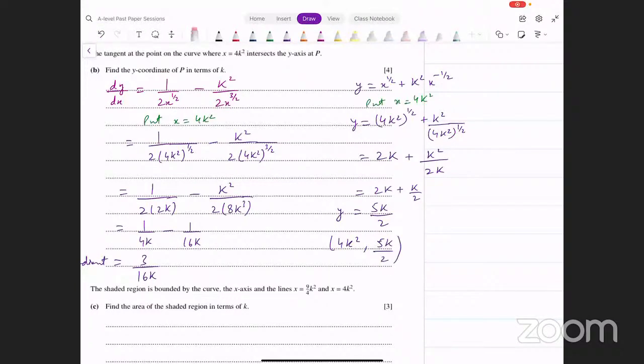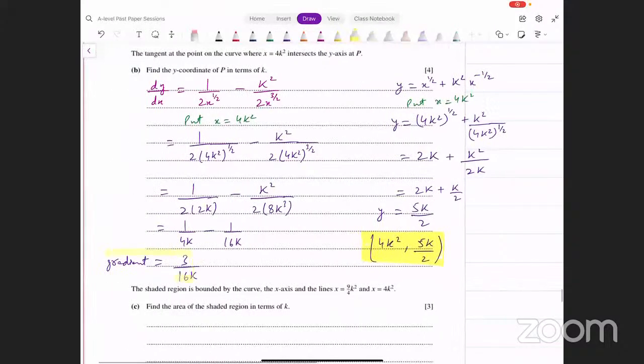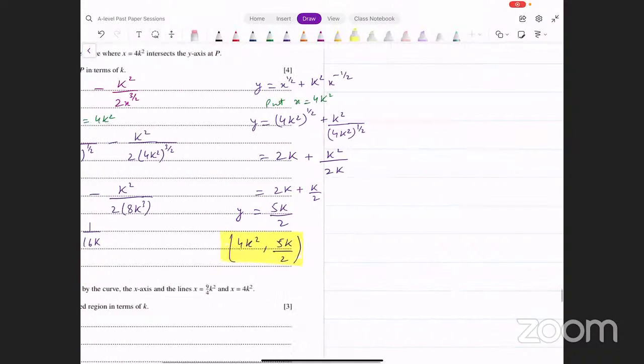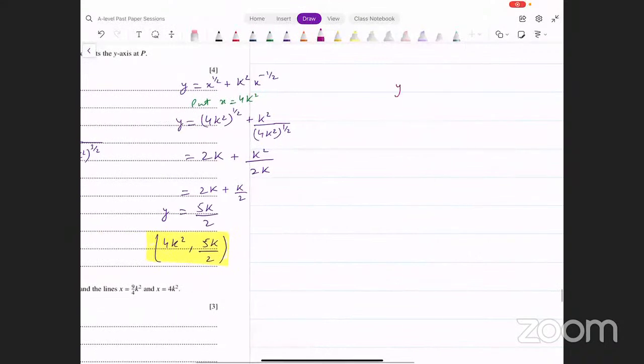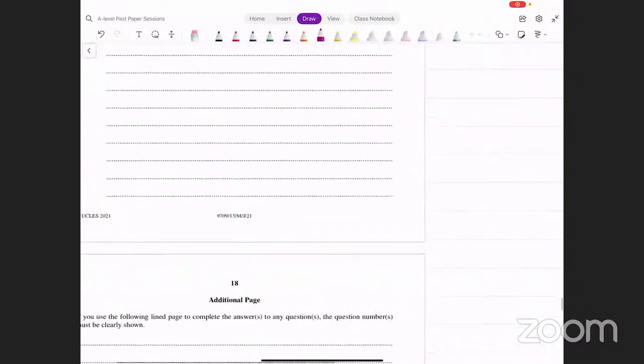ठीक है, ये आपके पास पॉइंट आ गया. So now we've got the point and we've got the gradient. इन दोनों को यूज करके हम क्या कर सकते हैं, लाइन की इक्वेशन लिख सकते हैं. ग्रेडियंट भी है और पॉइंट भी है. लाइन की इक्वेशन क्या होती है, y - y1 equals m into x minus x1. You're just going to use that formula that we've got for the equation of a straight line. Let's do that here on the sides. y - y1 equals m into x minus x1. You can do this on the additional page at the end if you have to.